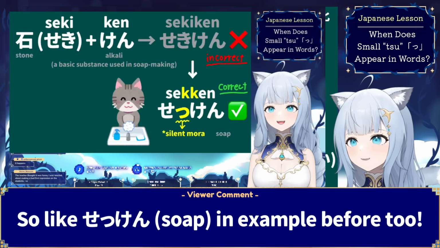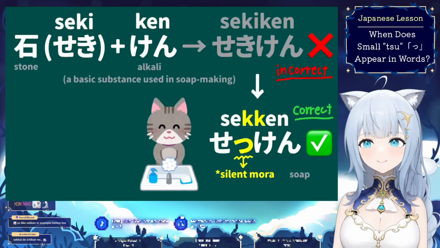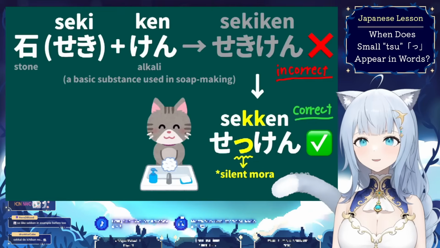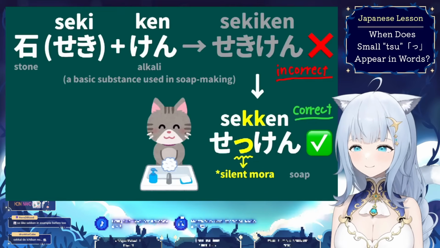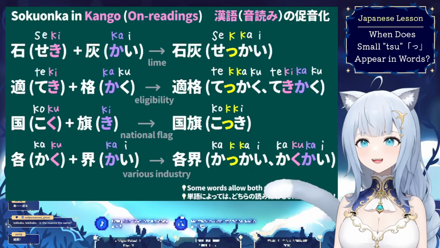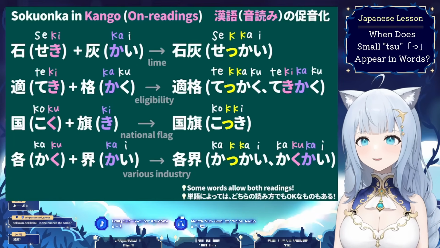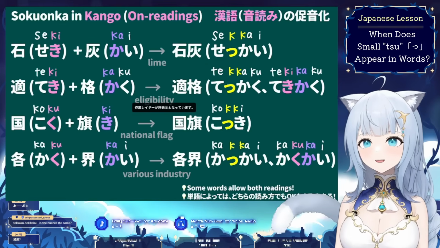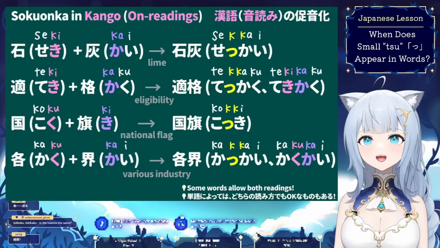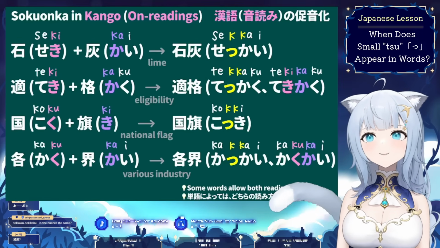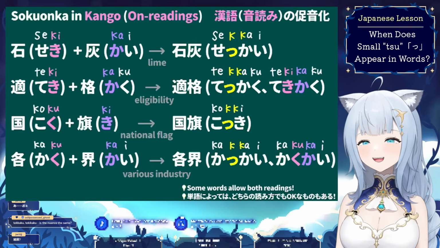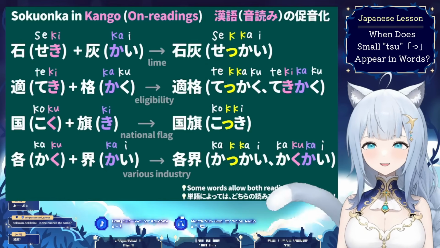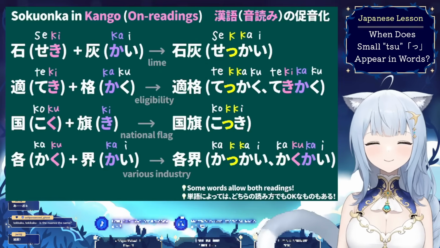Like the second example: the first kanji ends with ki, and the second kanji starts with a K column sound. Not sekiken, it's sekken. And the second one, teki plus kaku, which means eligibility. Some words allow both readings. You can read this word as tekkaku or tekikaku. Both are fine, and they are the same nuance. There is no difference between tekkaku and tekikaku. Same meaning, just different pronunciation.